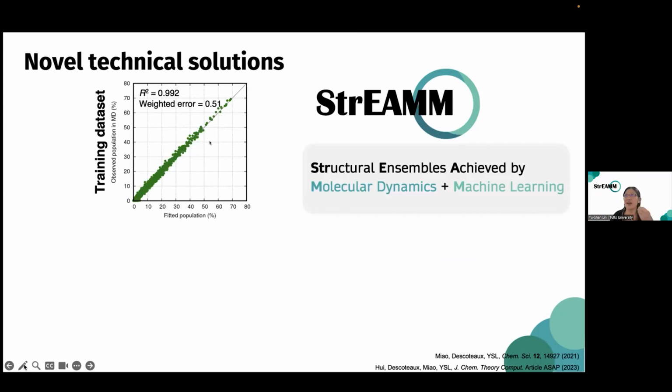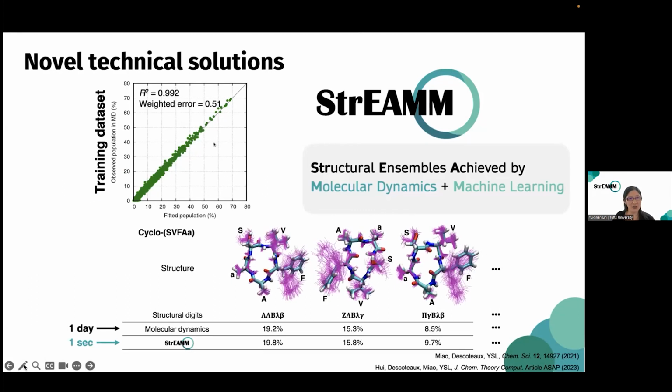Now, how about if I give you a new sequence? So if I give you a new sequence, SBFAA, the model has never seen this before. In less than 1 second, the model will tell you that this is the top structure, population 19.8. This is the second most populated structure, population 15.8, so on and so forth. If you spend 1 day to run the simulation, you're going to get 19.2, 15.3, 8.5.